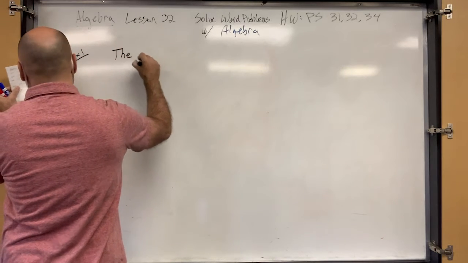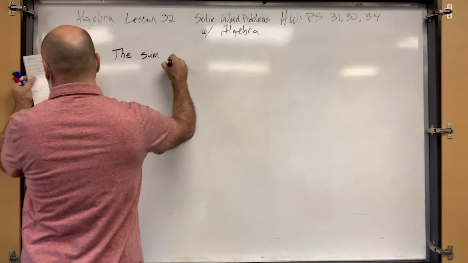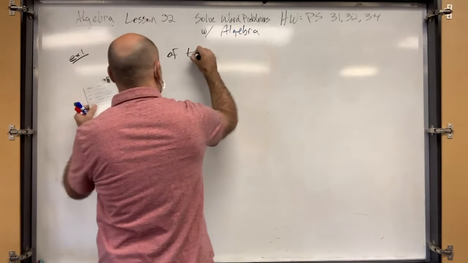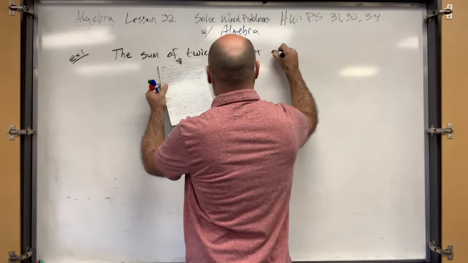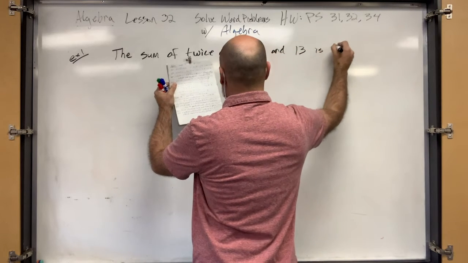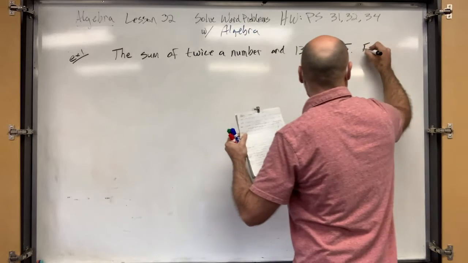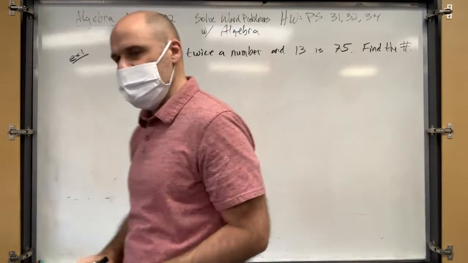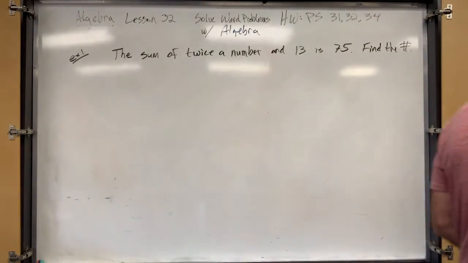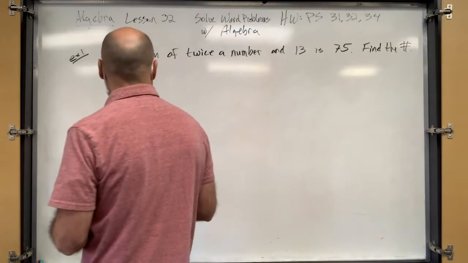We don't like English. We like math. The sum of twice a number and 13 is 75. Find the number. I like these problems because that's confusing. But let's put it in math, because I'll do English in English, but I want to do math in math. So let's translate it into math so we can do the math.